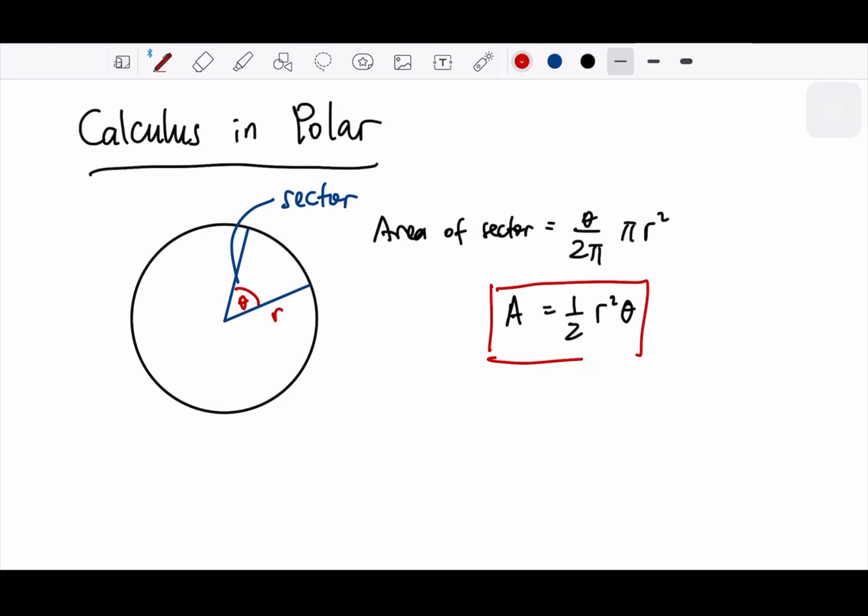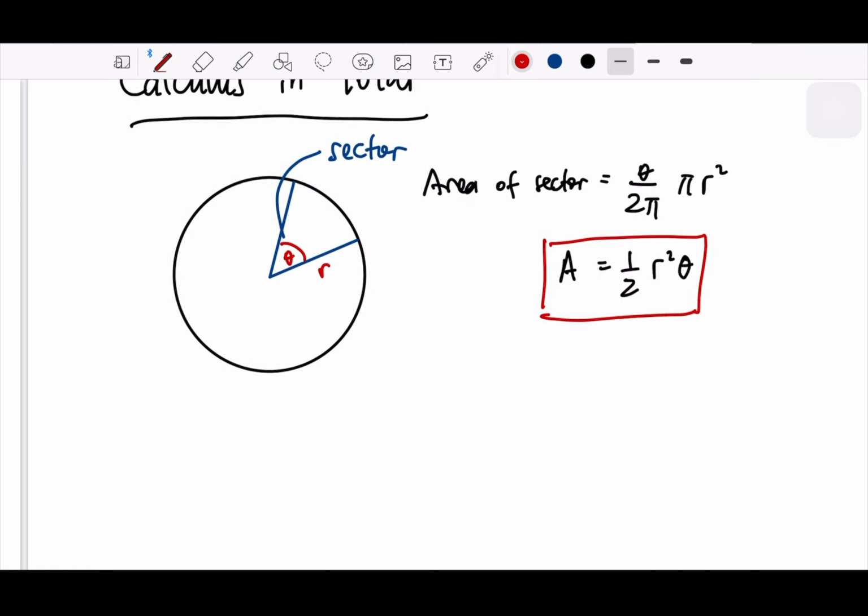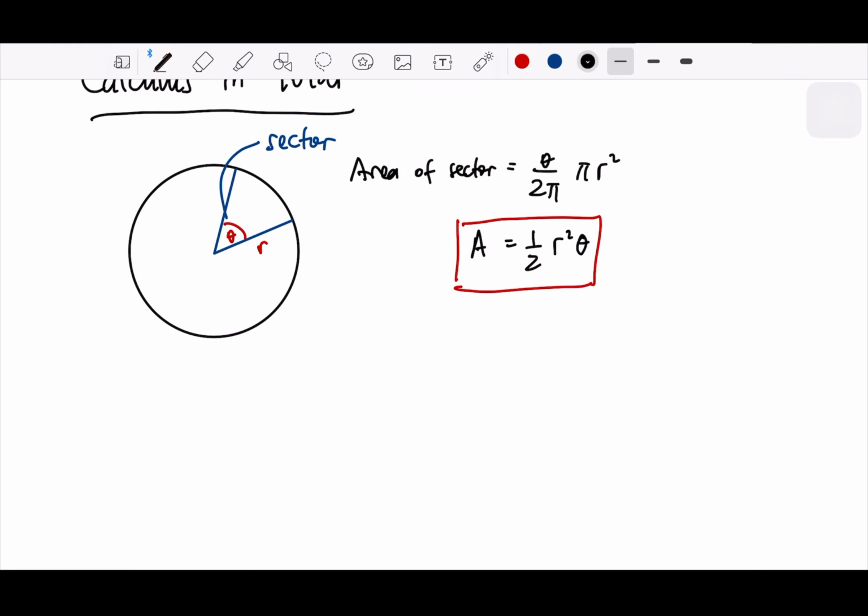Now this area we are going to use to approach the area in polar. So if you have a polar curve and you would like to know the area under that polar curve, we can go by this method. But of course, we would like to establish the rule or the formula, right? So let's start with something random.